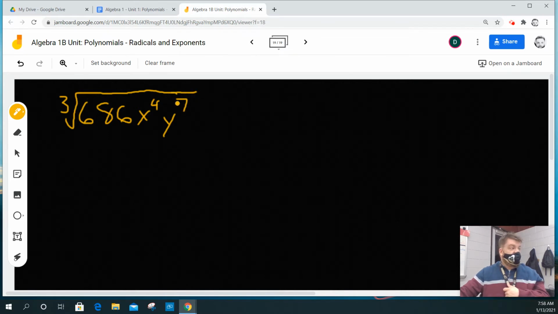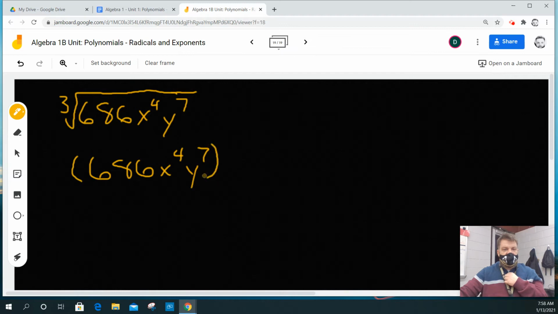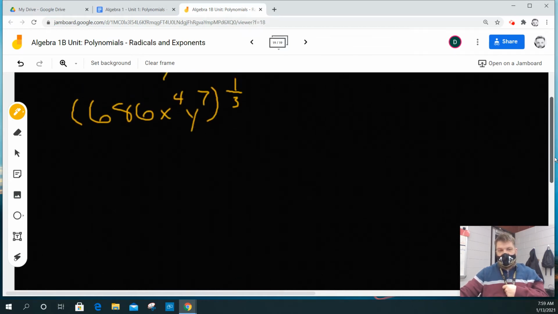And basically what we need to do is figure out some cubes. So 7 cubed is 343, right? First, let me back up. I'm going to raise this whole thing, x to the fourth, y to the seventh, to the 1/3. And so we're going to try to figure out how many thirds I can get out of all this stuff and try to simplify it, pull stuff out of the radical, okay?